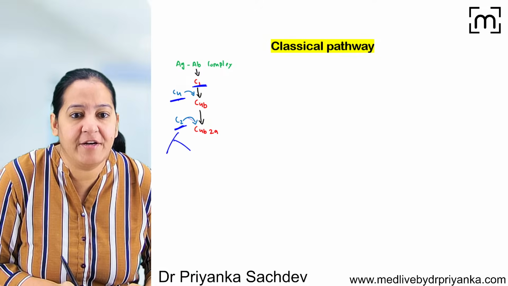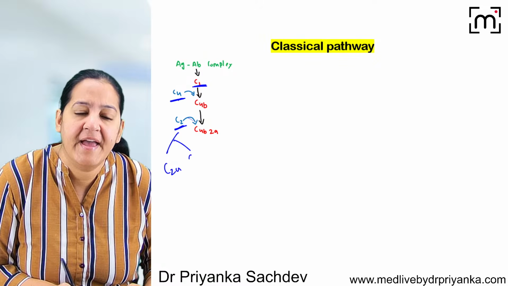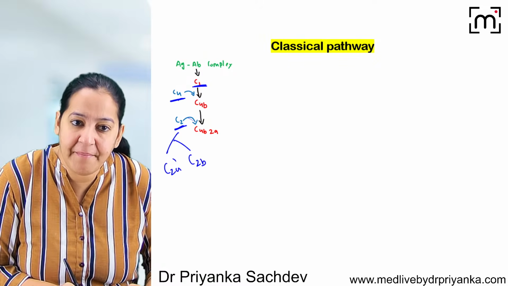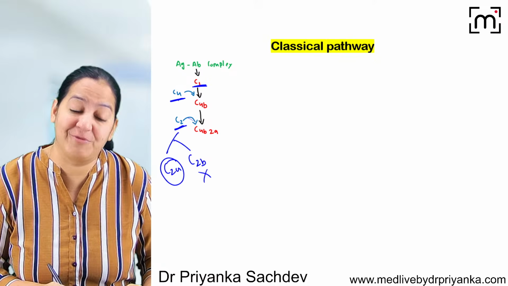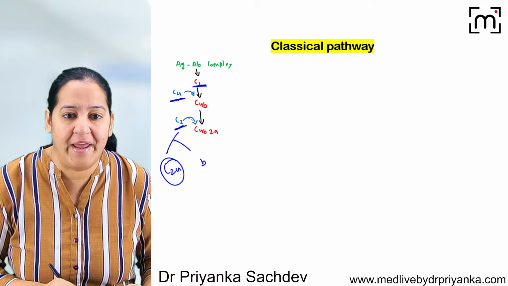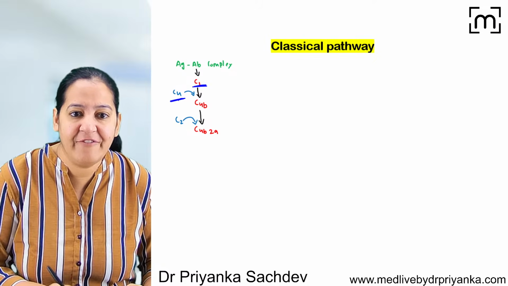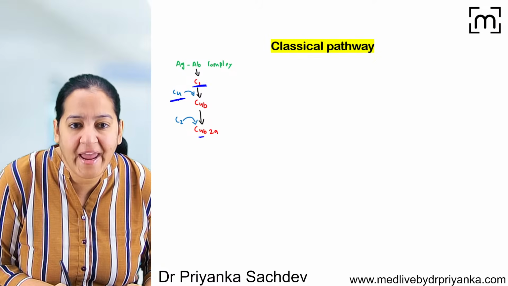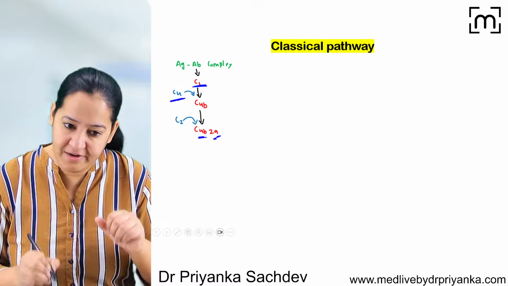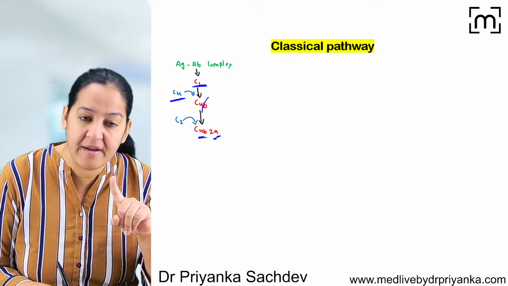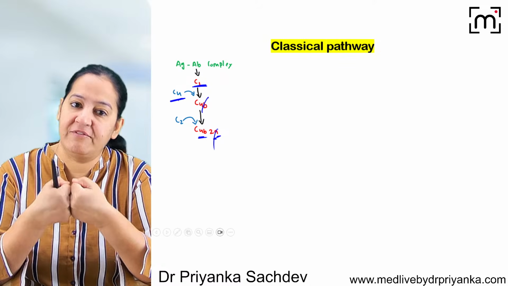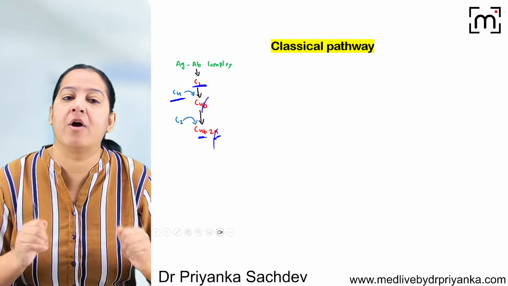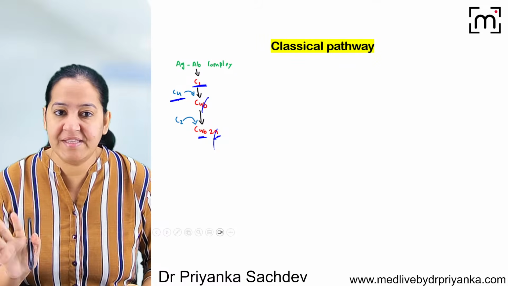Again C2 will get split into two portions, C2a and C2b. This time I'm interested in C2a. C2a will continue the cascade, not C2b. You have to learn that. Basically C4b and C2a bind with each other and make a complex. So C4b2a is formed.